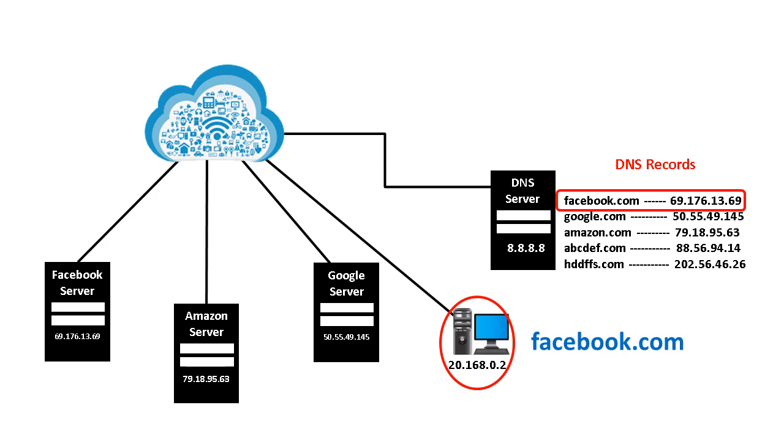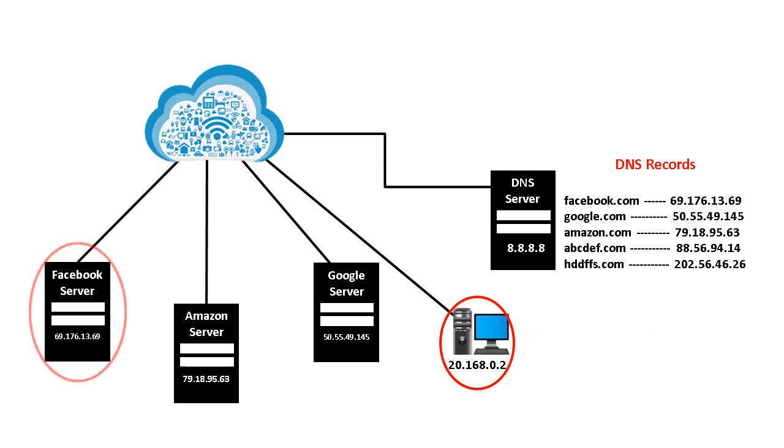Now after finding the IP address of that requested domain name, the DNS server will send back the IP address to our system. Now our system comes to know the exact IP address of the associated domain name, like 69.176.13.69 for facebook.com. So now our system will find the intended server, that is the Facebook server, by the unique IP address 69.176.13.69 over the internet directly.